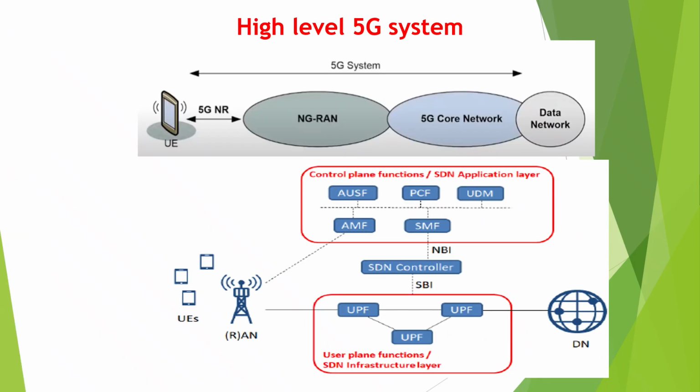Before getting to that, we have to understand what the high level 5G system is. The high level 5G system consists of the elements user equipment, 5G RAN, 5G core network and data network. A PDU session is established between the user equipment and the data network. So this architecture shows the separated, or decoupled, control plane and user plane.